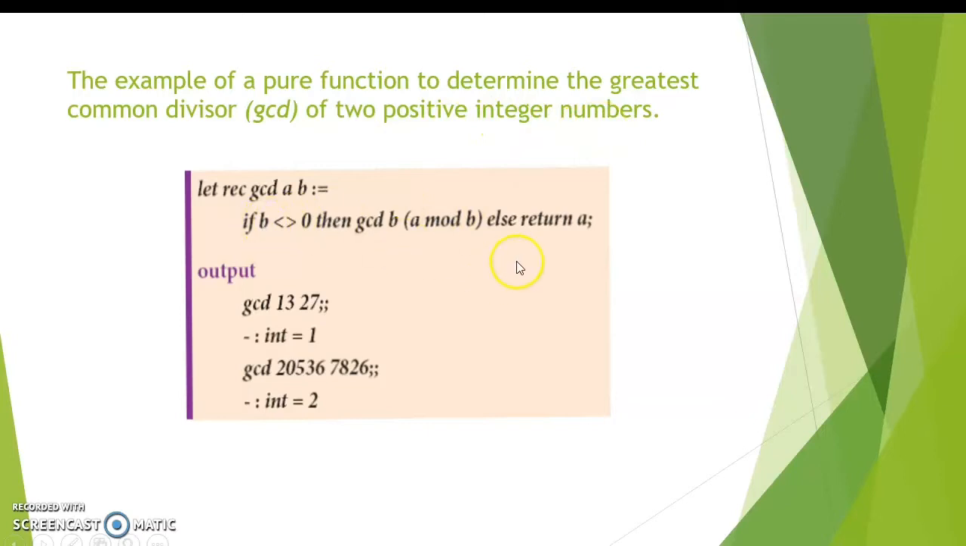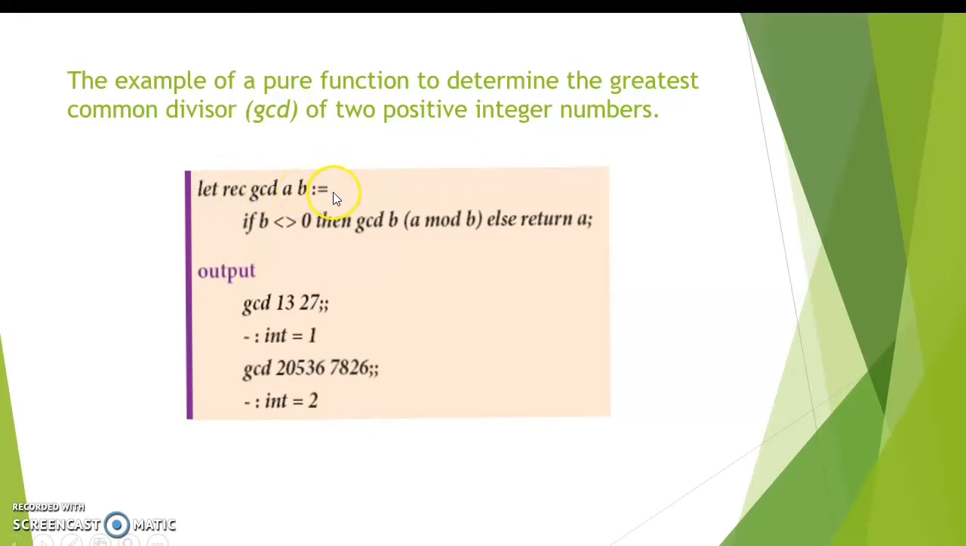The algorithm is given in your book, that is let rec GCD a b := . Here let is the keyword. We know let is a keyword used to specify a function. And then rec is also a keyword, used to specify a recursive function. GCD is the name of the function. Two parameters are passed to this function, a and b.